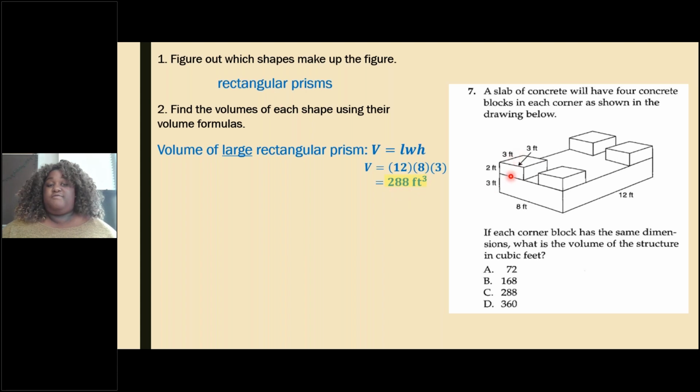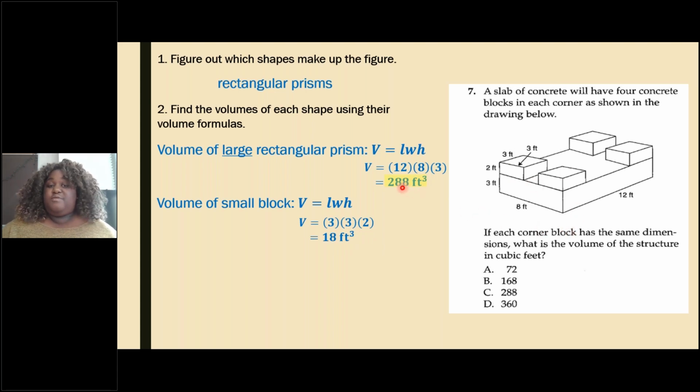So now I want to do the volume of the block. Same formula, length times width times height. So when I plug in those values, I get 3 for my length, 3 for my width, and 2 for my height. And it's just 2 because it's not the entire structure, it's just this one block. So 3 times 3 times 2, we calculate that, we get 18.